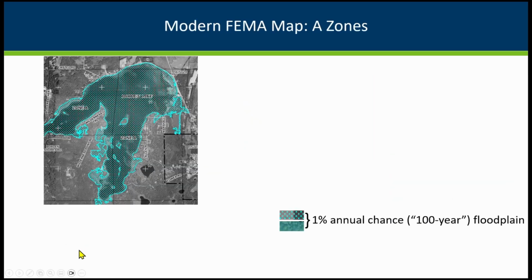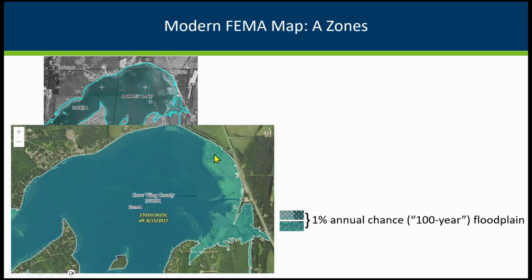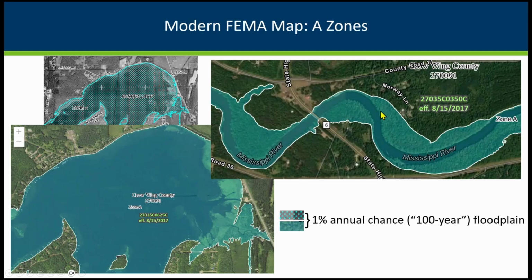So let's look at the modern maps, the digital maps. The first of the digital maps had these aqua dots here, these blue dots. And then the more recent digital maps show the A zone just with this solid blue color. Here's a lake example, and then here's a watercourse example. In both cases, they'll show the Zone A.